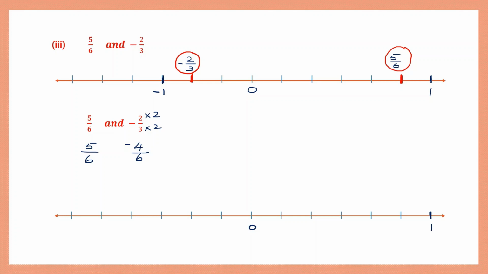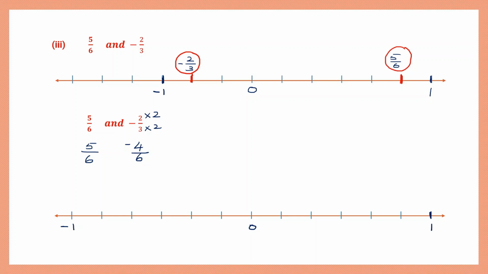Now let's look at the negative number. The negative number is minus 4 by 6. The denominator is 6. So after 6 parts we have 1. 1, 2, 3, 4, 5, 6. So here we get minus 1. So let's write down minus 1 there. So here we have minus 1.